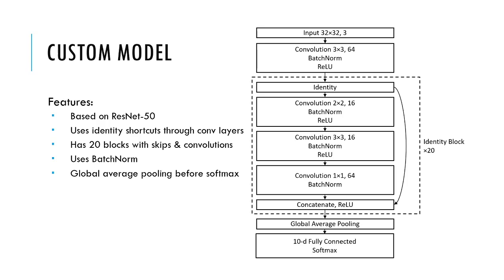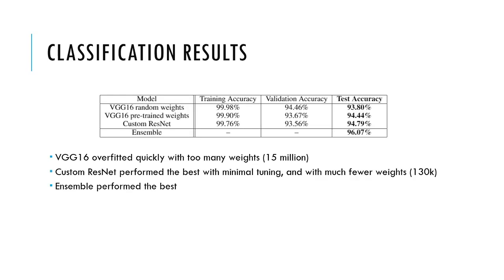In terms of the custom model, it was based on ResNet 50 and used identity shortcuts over 3 conv layers, and there were 20 of such blocks. Additionally, it uses batch norm to normalize the activations. And then lastly, it does a global average pooling for dimensionality reduction and spatial pooling before sending it to the 10-dimensional softmax.